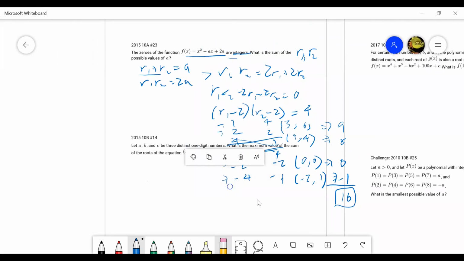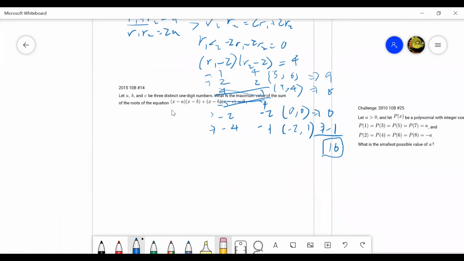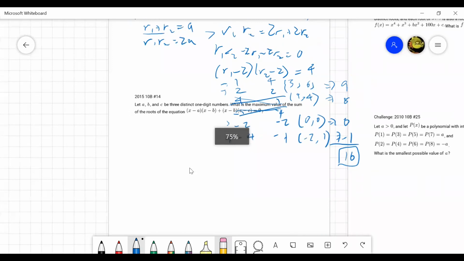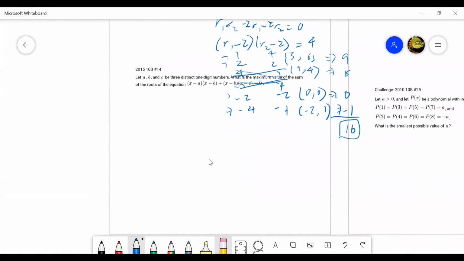Okay, so next, I think I kind of wrote over this problem, but I'll just read it. Let A, B, C be 3 distinct one-digit numbers. What is the maximum value of the sum of the roots of the equation (x - A)(x - B) + (x - B)(x - C) = 0?